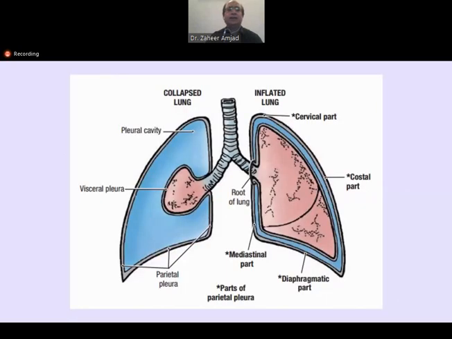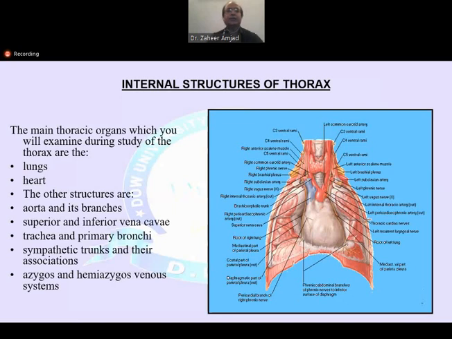Here you can see the reflections of the parietal and the visceral pleura. It's a diagrammatic representation of the structures. And what are the other structures of the body which lie in the thorax? Mainly you see that in the middle mediastinum, in a fibrous pericardium, lies the heart. The heart itself is covered by the visceral and parietal pericardium, and the structures which are coming out of the heart are the great vessels: the ascending aorta, arch of the aorta, descending aorta.